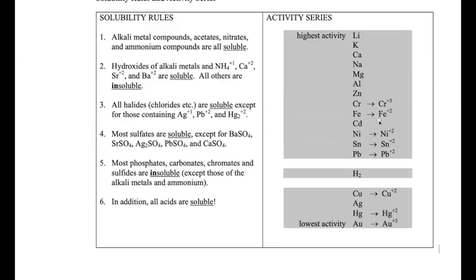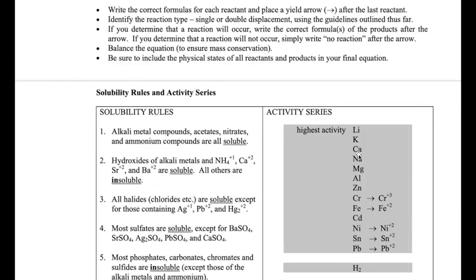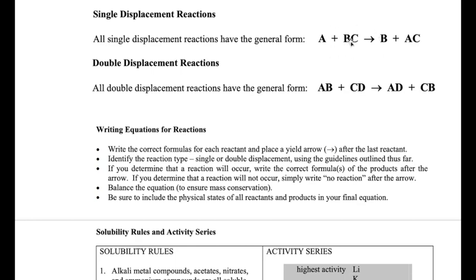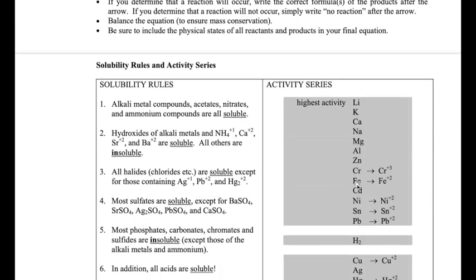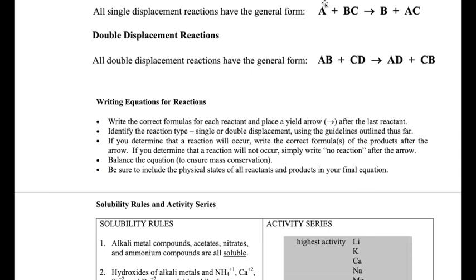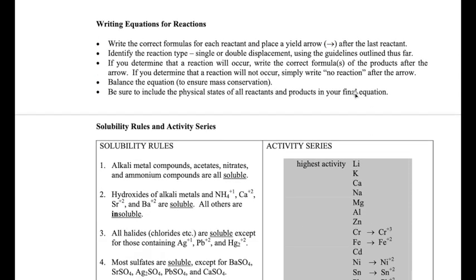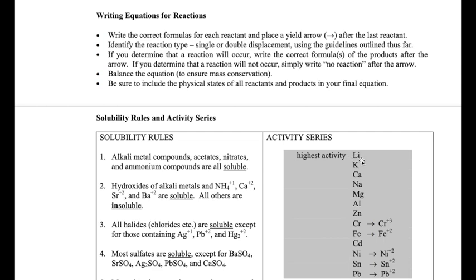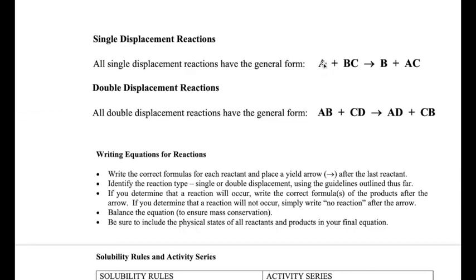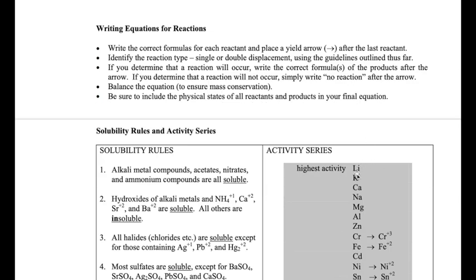The activity series, which is the other table you see here, helps you determine whether the single displacement reaction can take place or not. To use this series, you're going to need to look at your A and B elements. So if your A element is higher in this series compared to the B element, for example, let's say lithium versus magnesium. If my A here is lithium and my B here is magnesium with an anion, let's say magnesium chloride, then there's going to be a reaction where now what I get is magnesium and lithium chloride. Okay, so hopefully that makes sense.